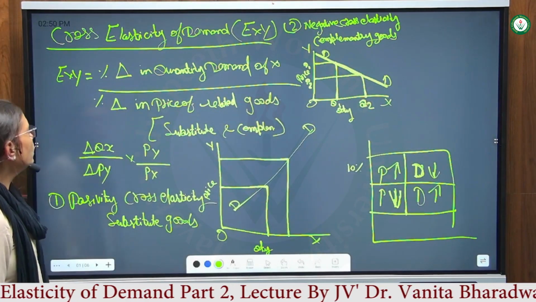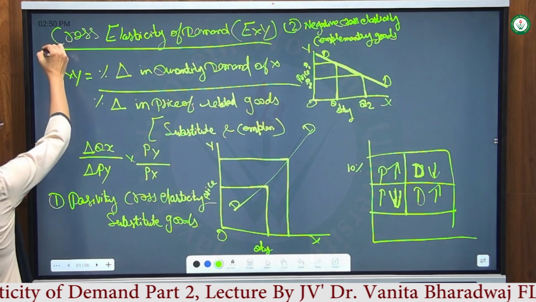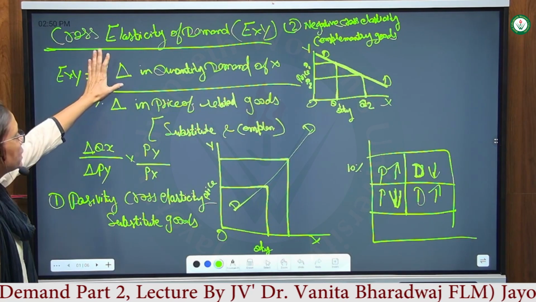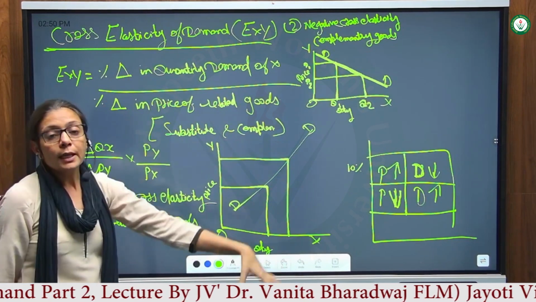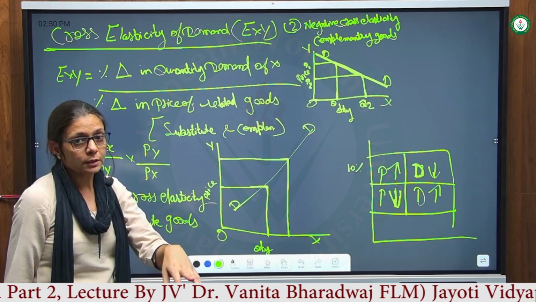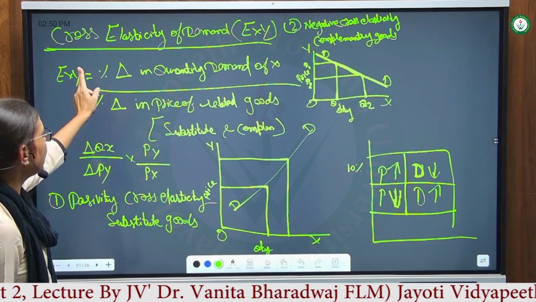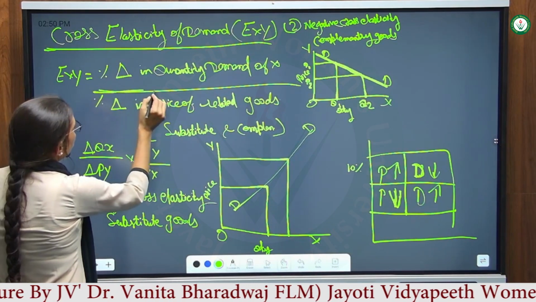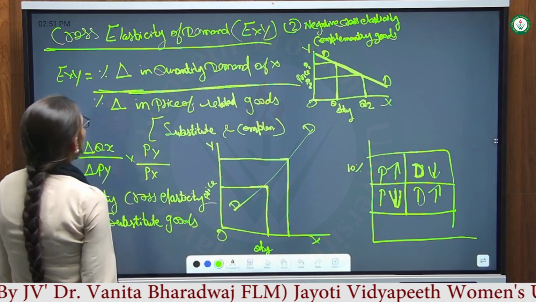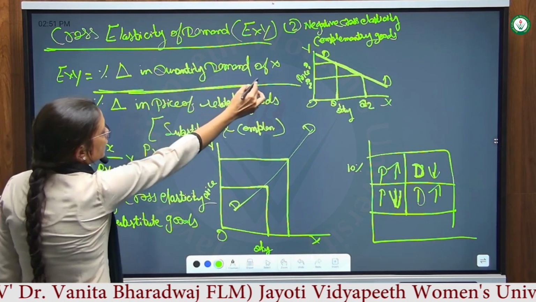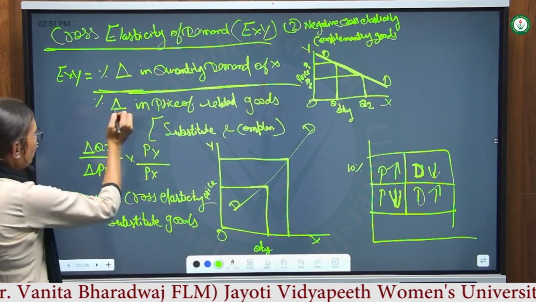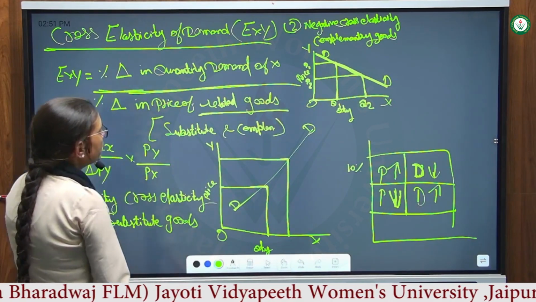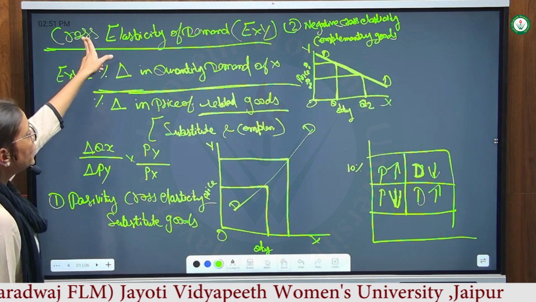Now we are moving on. The next topic is cross elasticity. Cross elasticity is the second point. In cross elasticity, we analyze the elasticity using the percentage method. When calculating the elasticity of demand, we use the exact formula, which means we calculate the percentage change in the quantity demanded of commodity X and the percentage change in the price of the related commodity.